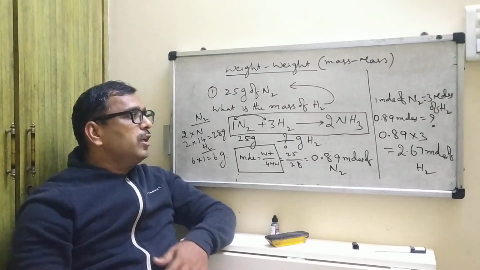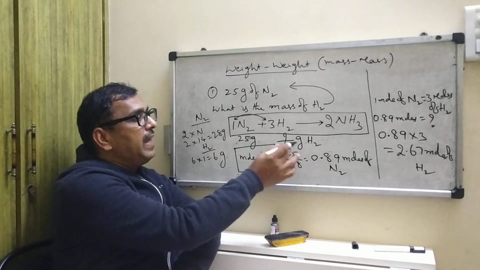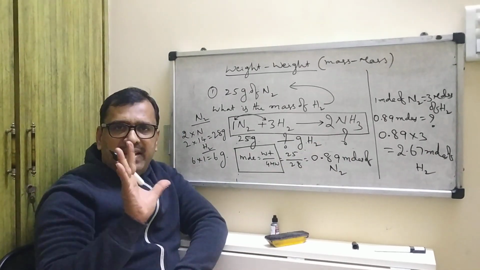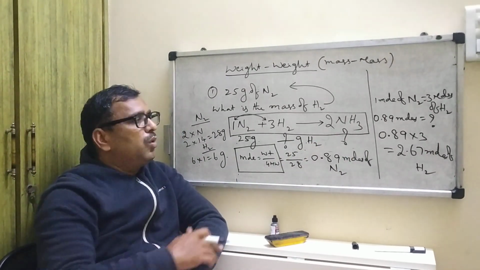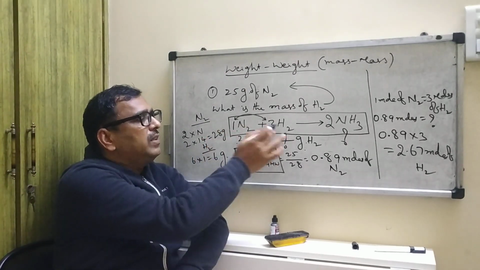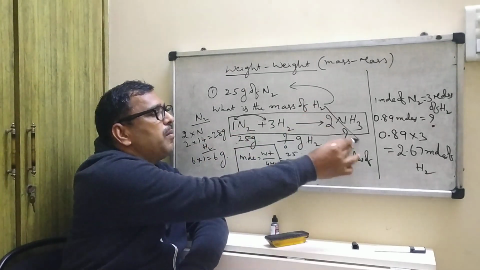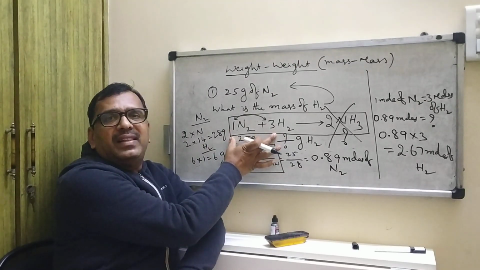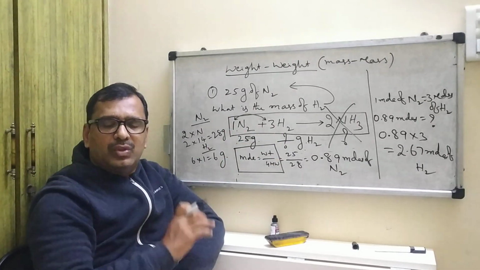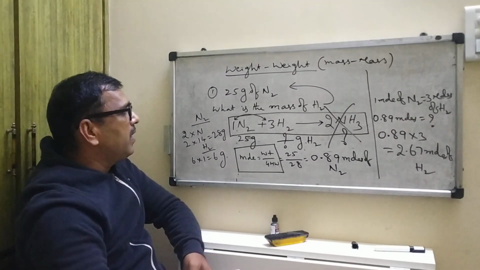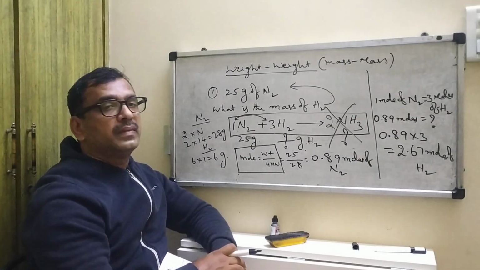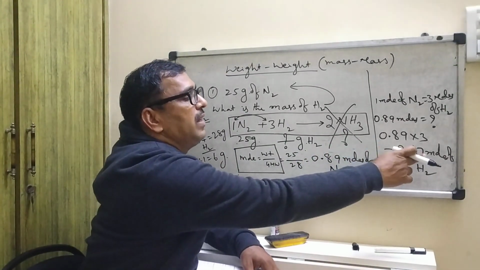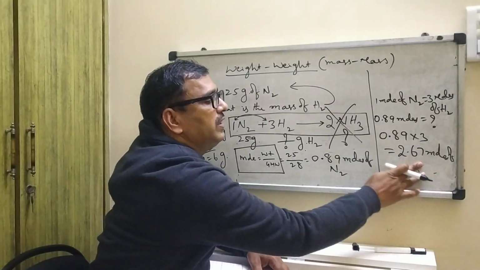Is the concept clear? Why are we comparing only with hydrogen, not ammonia? Because the given information relates only nitrogen and hydrogen, not ammonia. So that is why we compared with these two. This is very important. So we got 2.67 moles of hydrogen.